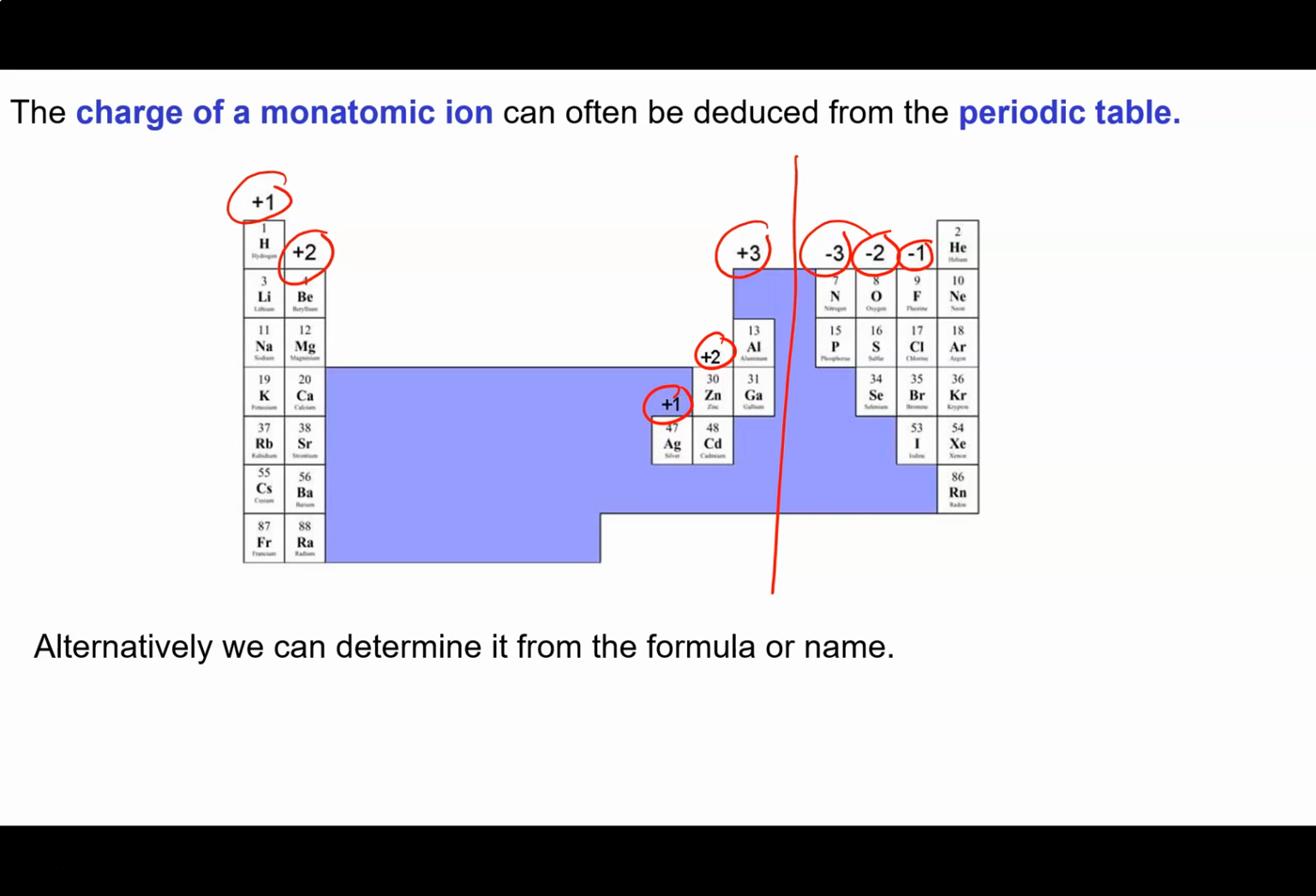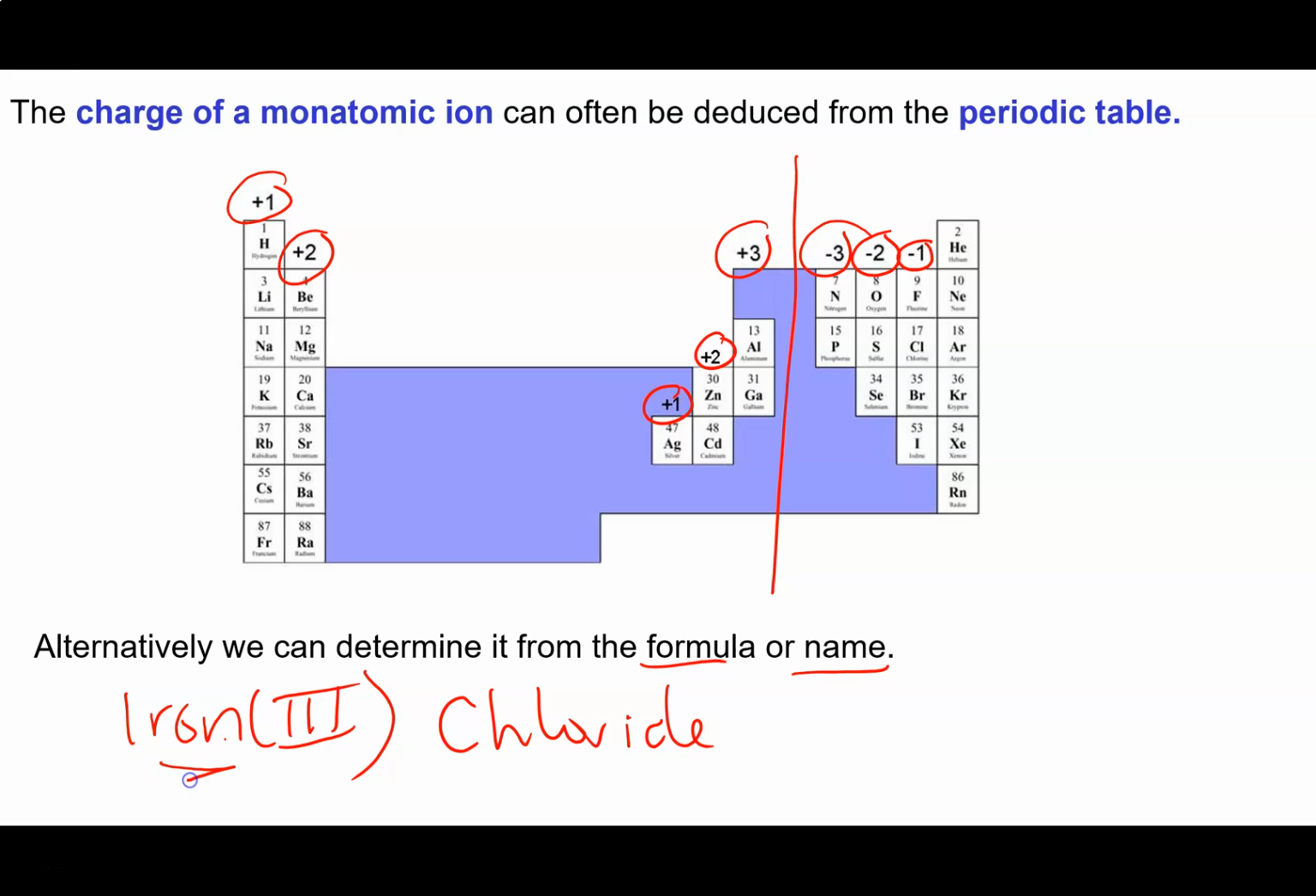The other way you can determine the charge of a monatomic ion is from the name in the formula. If we have something like iron(III) chloride, we know that it must have the Fe3+ ion present because it's described as being iron(III). That would be a good example of pulling it from the name.